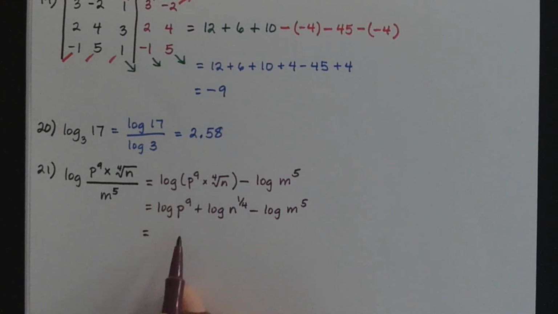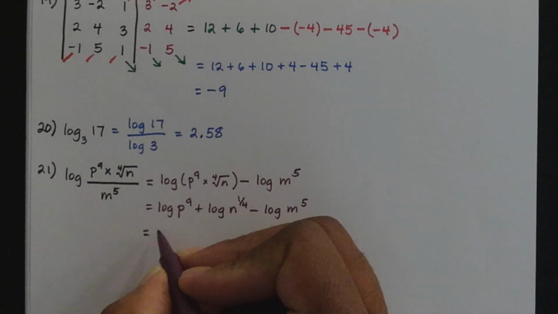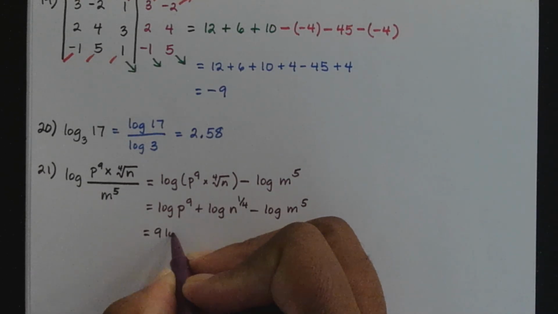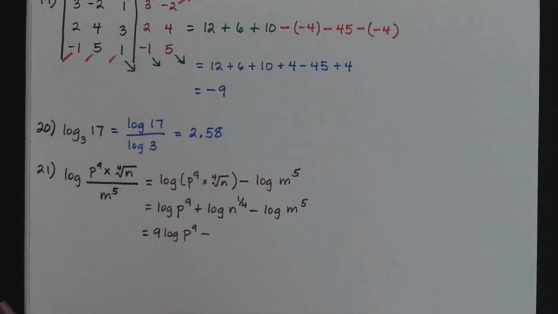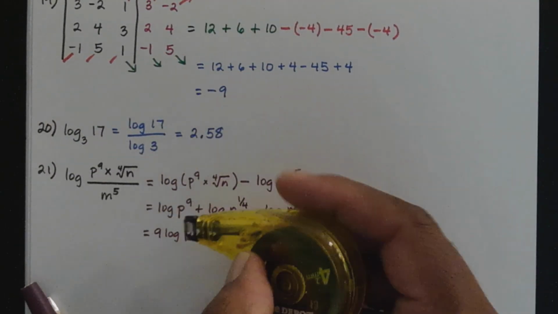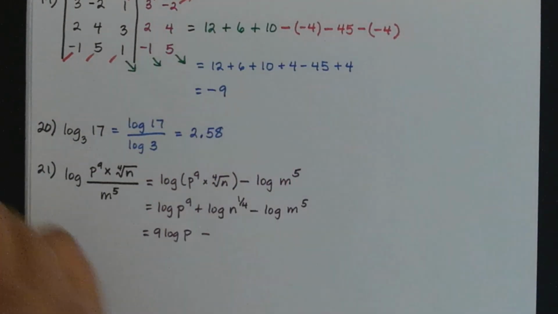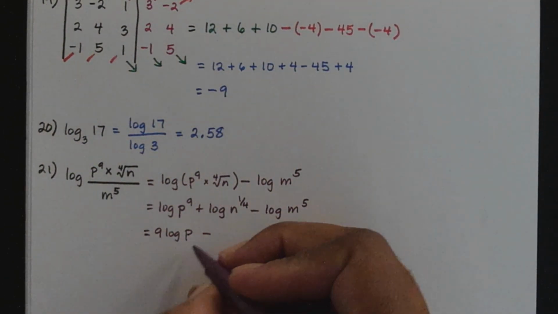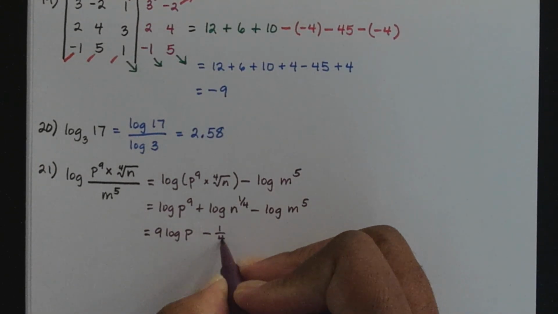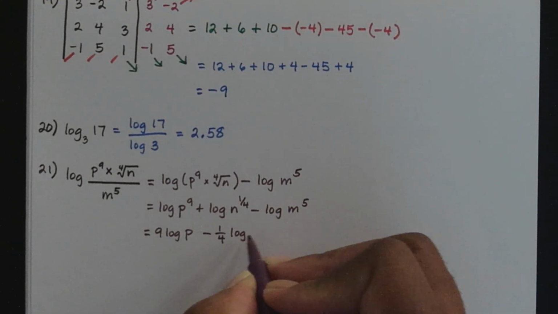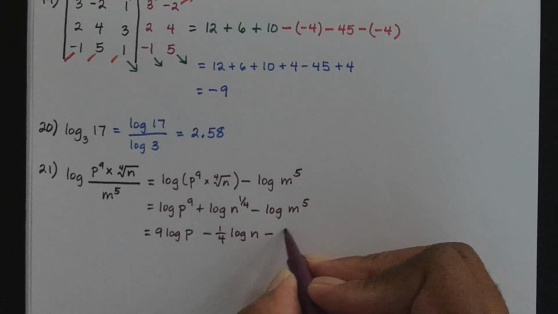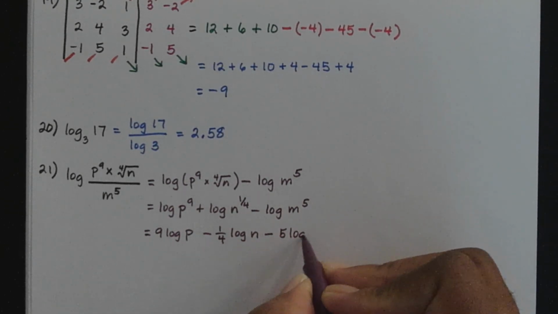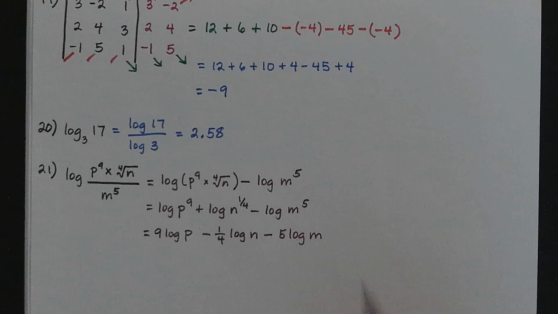So here I can apply the power rule by pulling the 9 in front. So this would be 9 times log of p. And then the 1/4 goes in front of log of n, and then minus the 5 goes in front of the log of m.